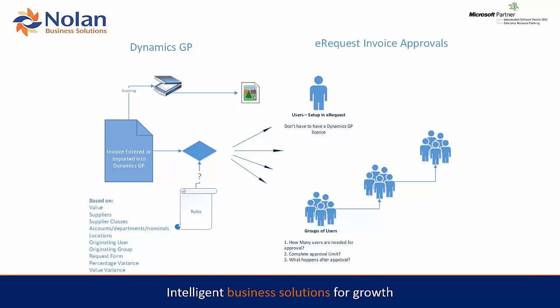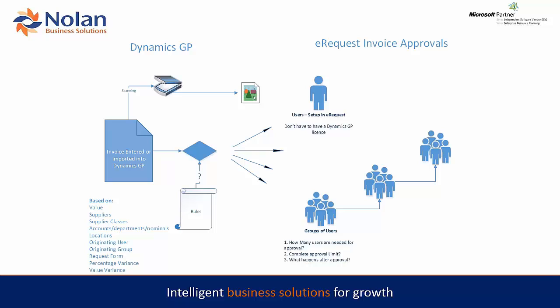As we set up groups, we can set them up in hierarchies. And what we generally do is we ask three questions. How many users in the group are needed for approval? What's the complete approval limit, and what happens after it's been approved?